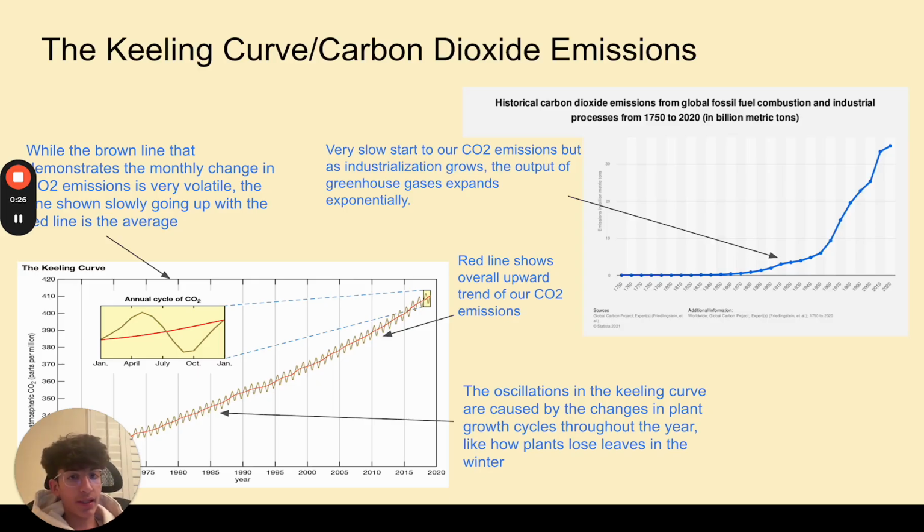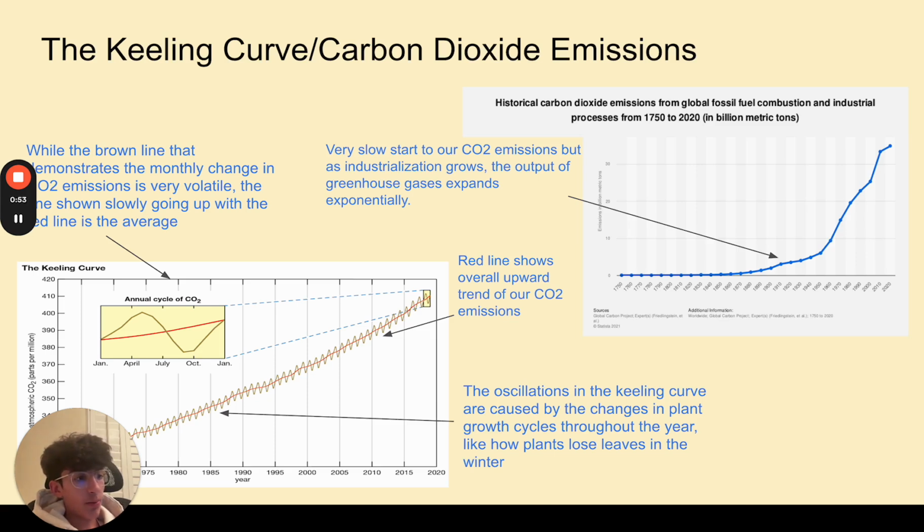First off, the Keeling curve and carbon dioxide emissions. While the brown line that demonstrates the monthly change in CO2 emissions is very volatile, the line slowly going up, the red line, is actually the average. This is shown in the left graph, which is the Keeling curve. This graph shows the monthly change in CO2 emissions displayed over an average of these changes.